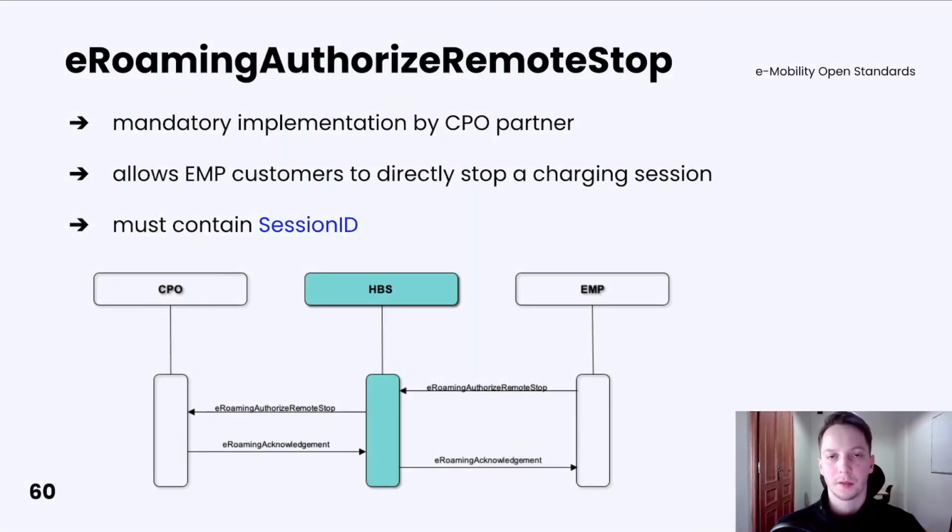Of course, there must be eRoamingAuthorizeRemoteStop operation. It allows EMP customers to directly stop a charging session. Again, implementation is mandatory by CPO partner because it must be able to process this message in order to stop existing charging session.